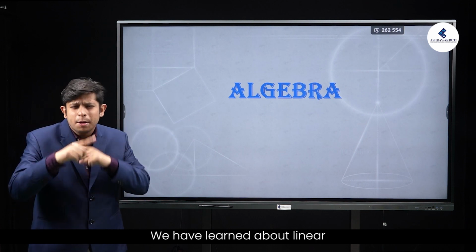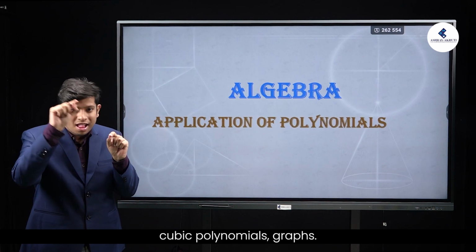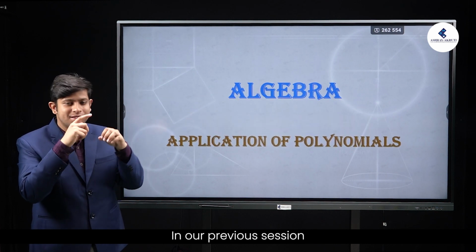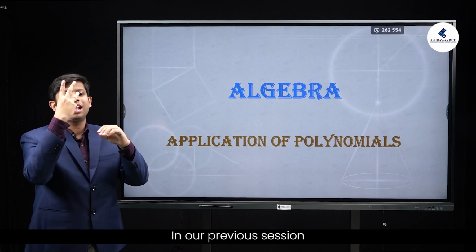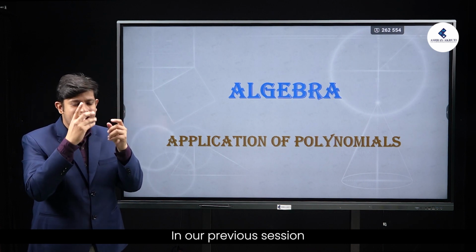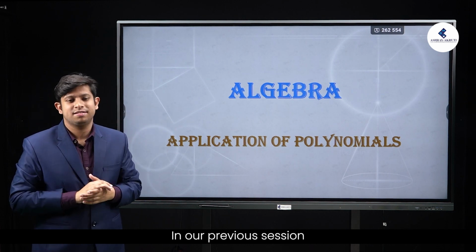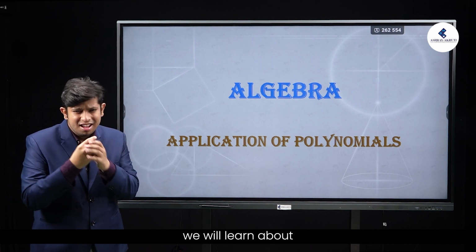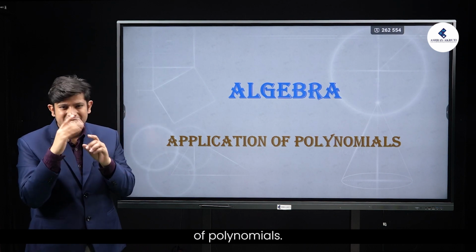We have learnt about linear polynomials, quadratic polynomials, cubic polynomials, graphs in our previous session. In this session, we will learn about relationship between zeros and coefficients of polynomials.